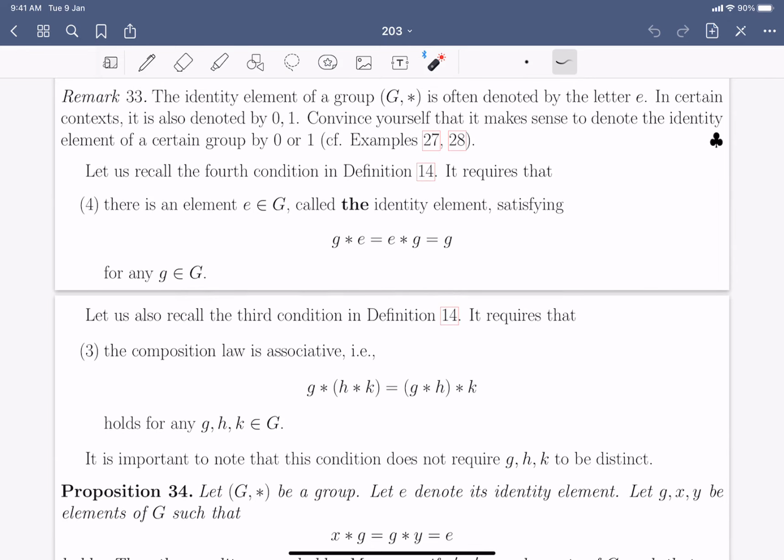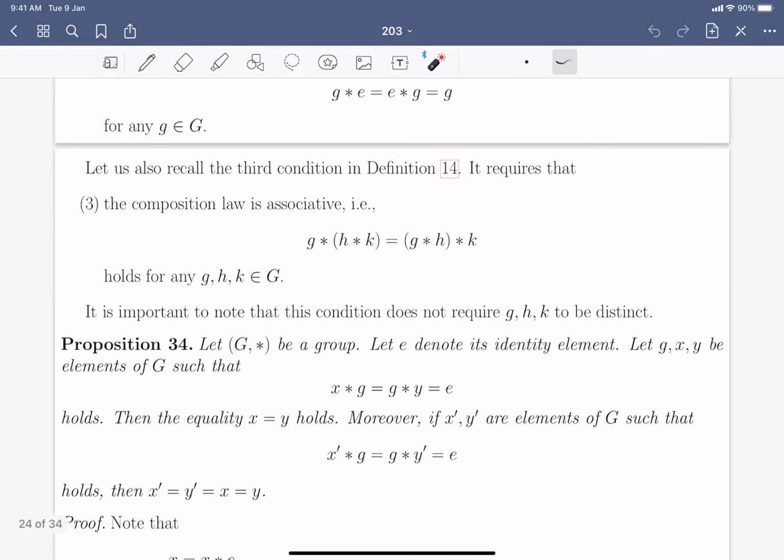In the previous lecture, one of the first notions that we have learned is the notion of a group, and we have seen the definition a couple of times while solving several exercises. The first condition is that G has to be a set. The second condition is that we have a composition law, which has to be a map from G cross G to G, and there is a certain property of that composition law that we expect to hold for any g, h, k inside G.